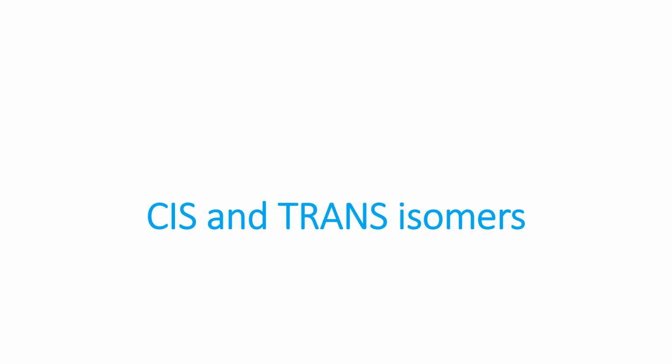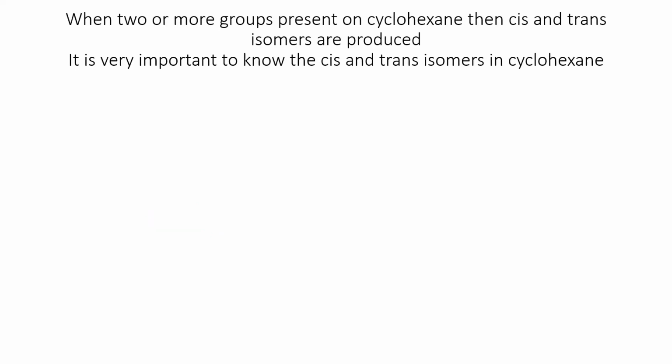Now we will see the cis and trans isomers. We will take examples of 1,2, 1,3, 1,4 cyclohexanes, and we can also take examples with 3 substitutions, 2 substitutions. First of all, when are cis and trans isomers produced? When a cyclohexane ring has 2 or more substituents. If it has only one substituent, there is no cis and trans. But whenever there are 2 or more substituents on the cyclohexane ring, then come the cis and trans isomers.